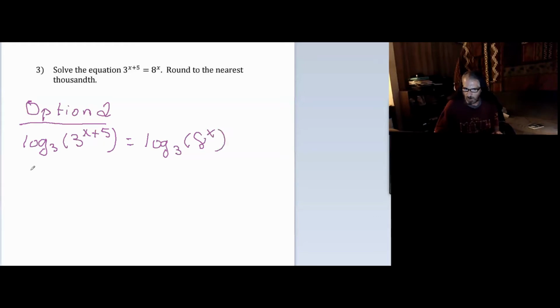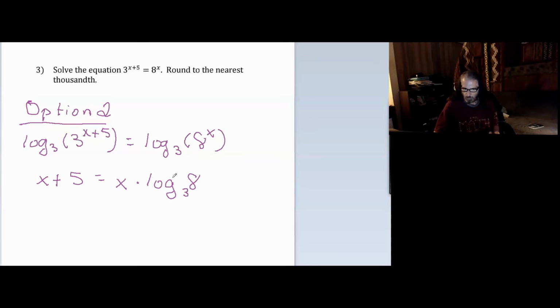On the left-hand side, it's better than the power rule here. We're just going to get cancellation, and x plus 5 is all we're left with at a regular level. On the right-hand side, we do have to apply the power rule. And the calculator can't work with base 3. You're going to have to change your base at some point.